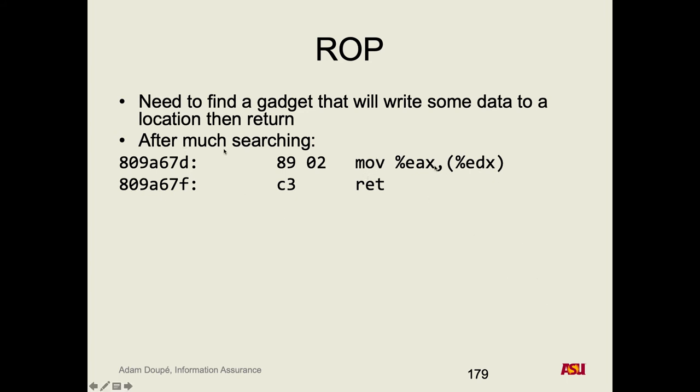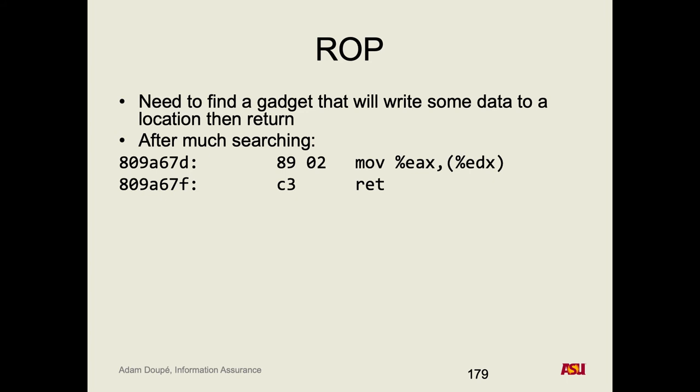So what's the first instruction? It's move EAX into EDX. Yeah? Is it just going to move the value of EAX into EDX? Very close. Move the value of EAX where? What do the parentheses mean? Where the memory EDX is pointed. In the memory pointed to by EDX. Yeah, so if there's a memory address in EDX, then we will copy whatever's in EAX into that memory and then return. Seems very simple, yeah?